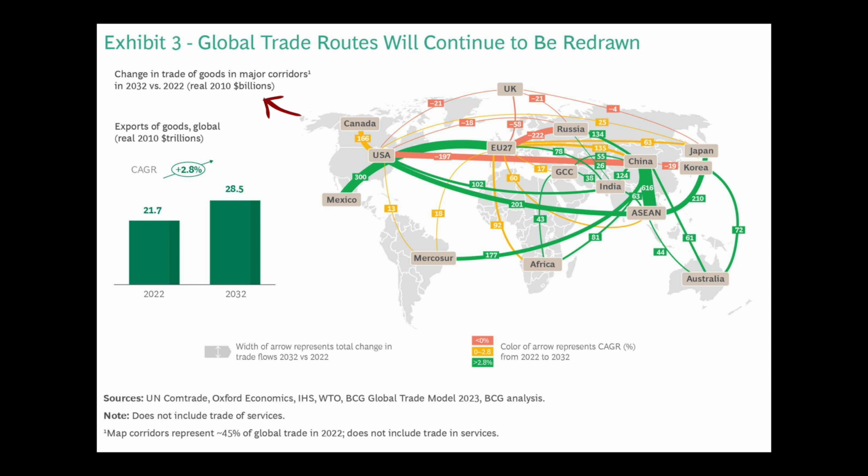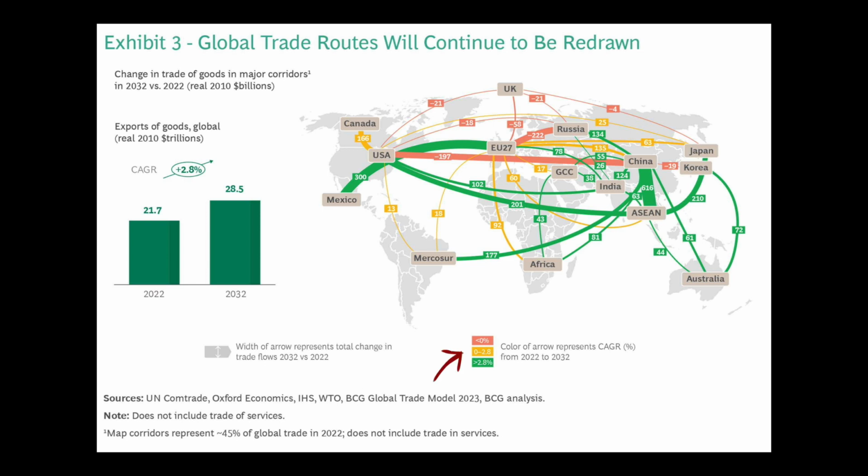The title of the chart on the right-hand side seems to be in the top left-hand corner, where it says change in trade of goods in major corridors in 2032 versus 2022. And so I think what the chart is trying to tell you is the change in how much trade is happening within specific parts of the globe. The units are in billions, whereas on the left-hand side, the units are in trillions. So that immediately makes it super hard to reconcile the two together.